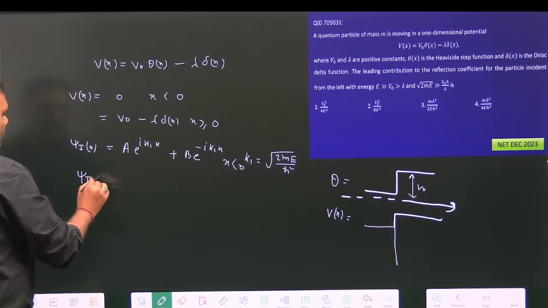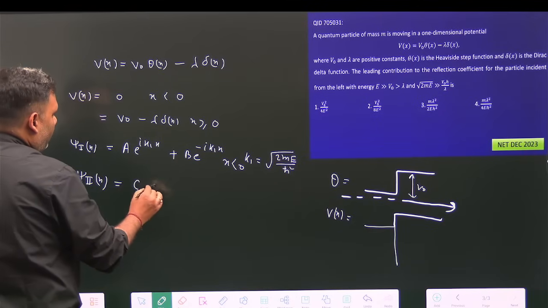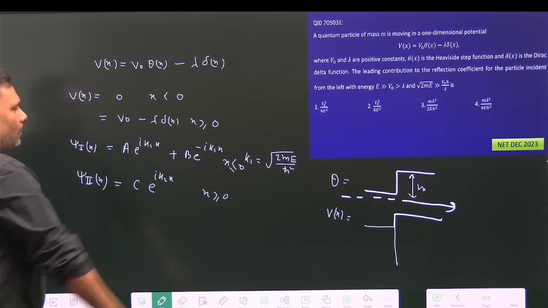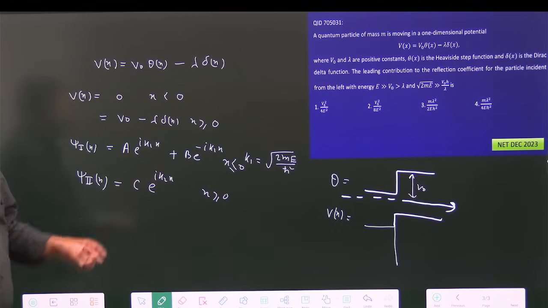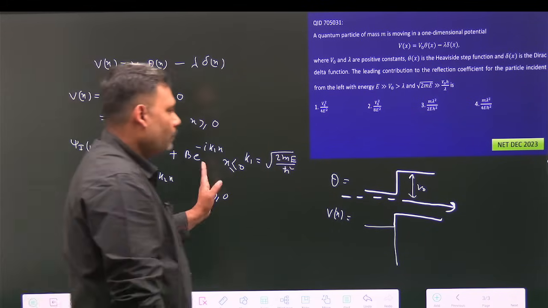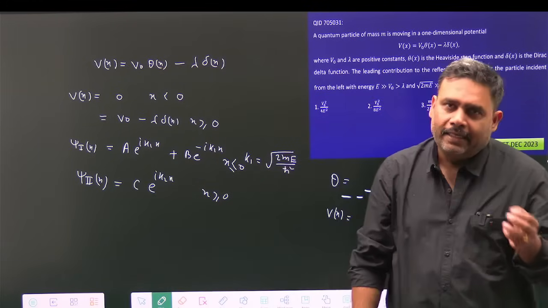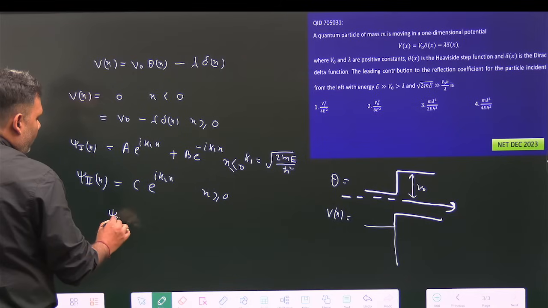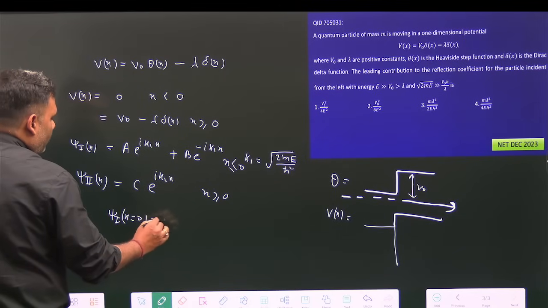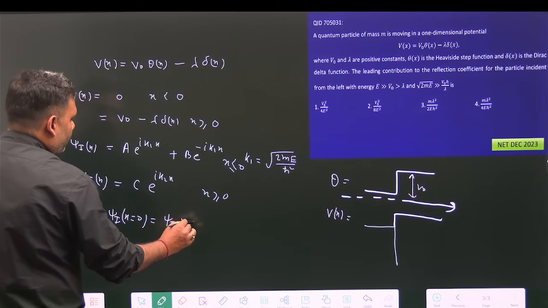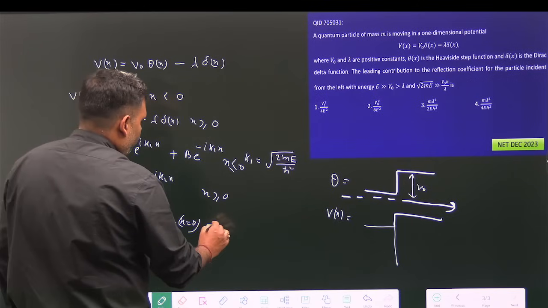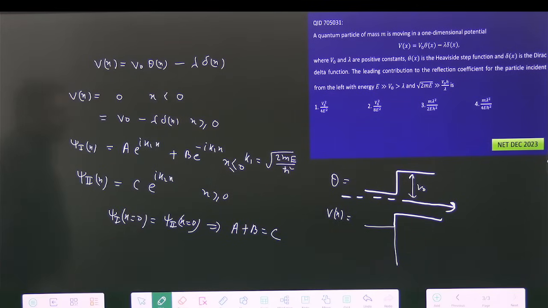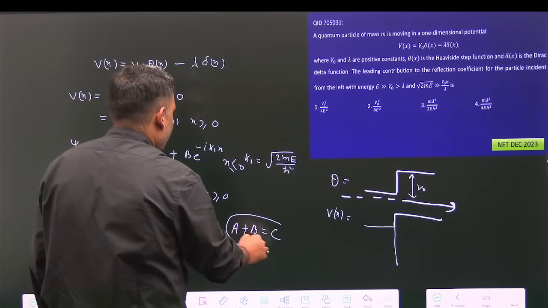And if we go for psi 2 x, that value is equal to c e to the power i k 2 x, for x greater than or equal to 0. So this is your solution. What will happen? The wave function is continuous, so we will check its continuity at x equal to 0. Psi 1 at x equal to 0 is equal to psi 2 at x equal to 0. That will give you a plus b must be equal to c. So this is my first very important relationship.